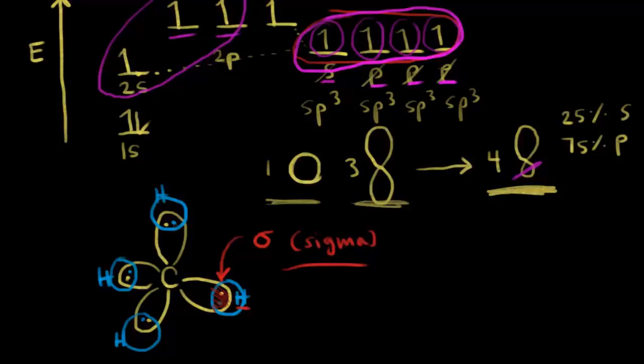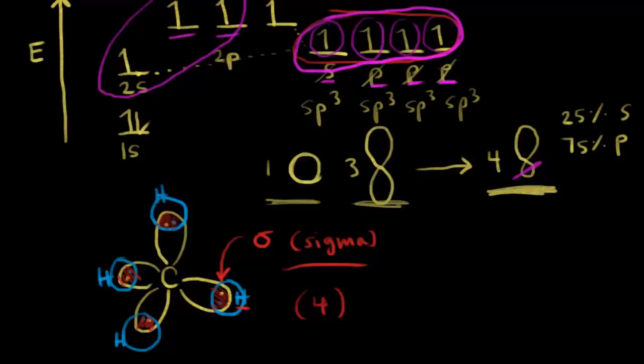And this happens three more times in the methane molecule. So here's a head-on overlap, here's a head-on overlap, and here's a head-on overlap. And so we have a total of four sigma bonds in the methane molecule. So instead of saying a single bond, it can also be called a sigma bond, this head-on overlap.